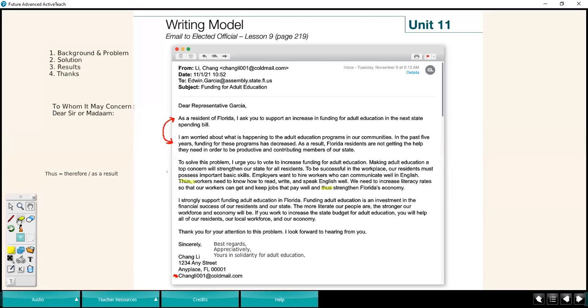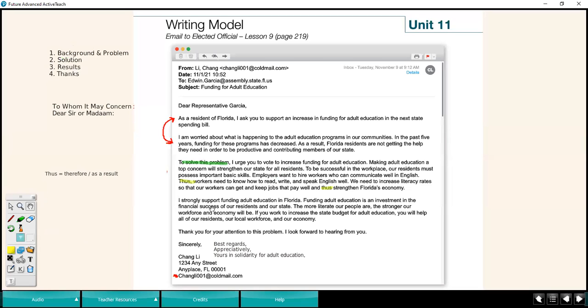In the next paragraph, you can see they start off right away with the phrase "to solve this problem." That's a good phrase because it shows that you are presenting a solution. Okay, so the second paragraph should be a solution. The third paragraph, you should show the results if they take your recommendations. So what are the effects of this?